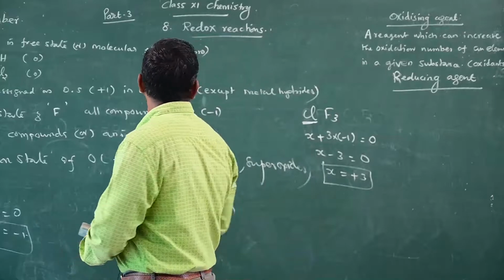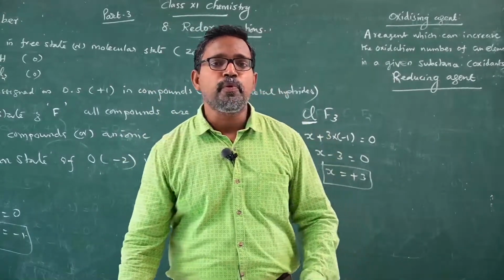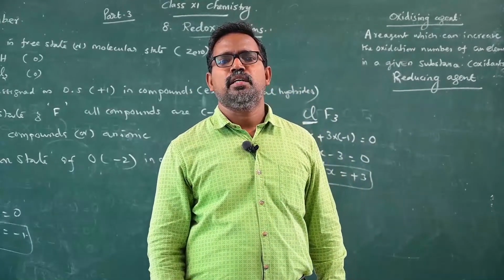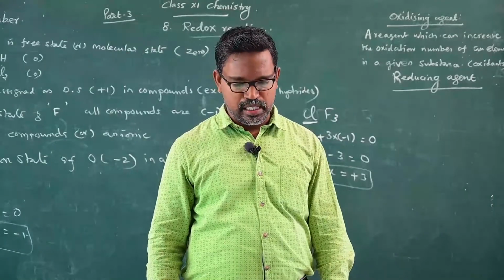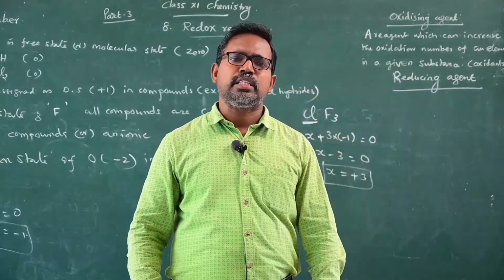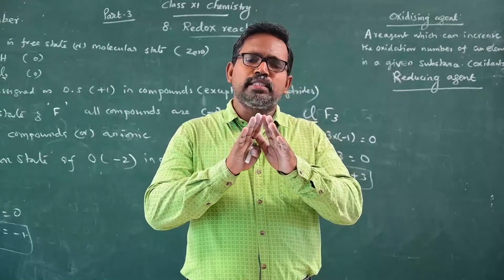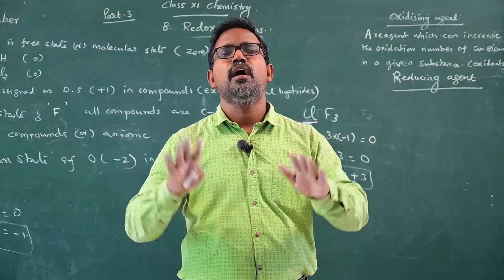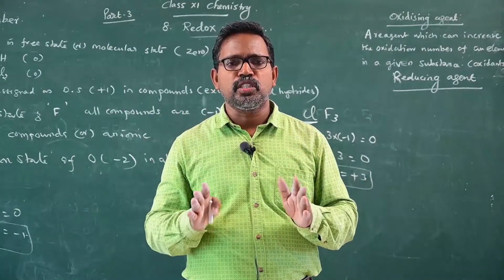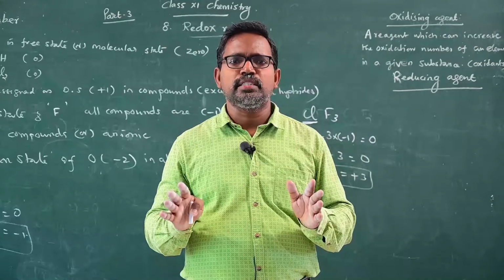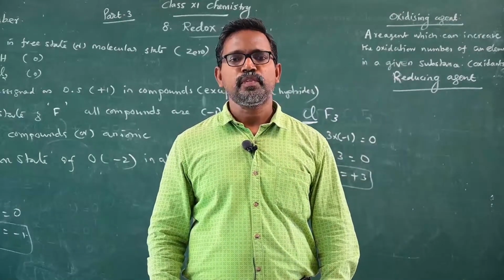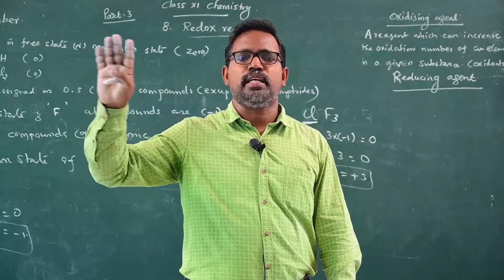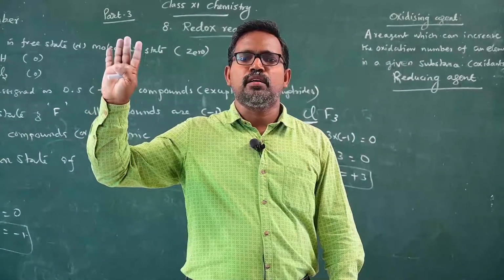A simple example for calculating the oxidation state. But before that, based on the oxidation number concept, what is oxidation and what is reduction? A chemical process in which the oxidation number is increased, an increase in oxidation number, is called oxidation. A chemical process in which there is a decrease in oxidation number is called reduction.